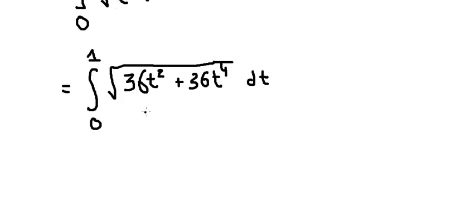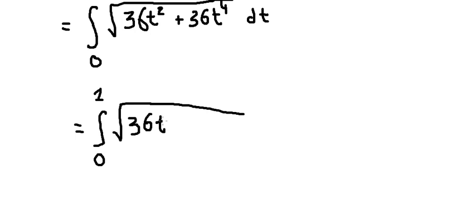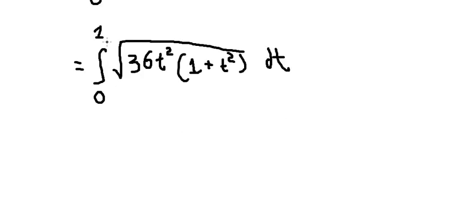Next, we need to do factorization by 36t squared. So from 0 to number 1, this is about the positive. So the square root of 36t squared, we have number 6t and the square root of 1 plus t squared.